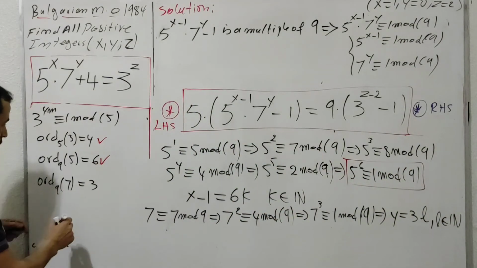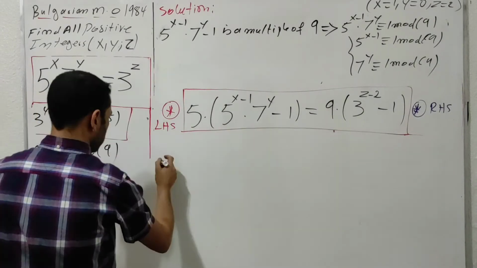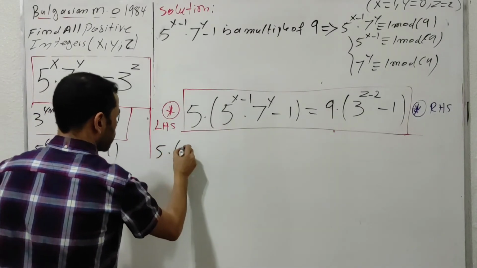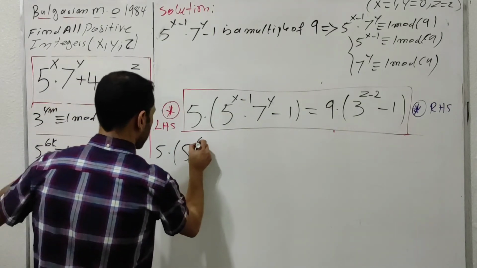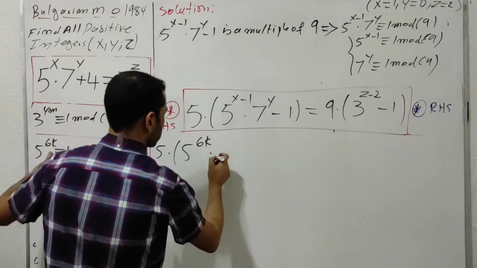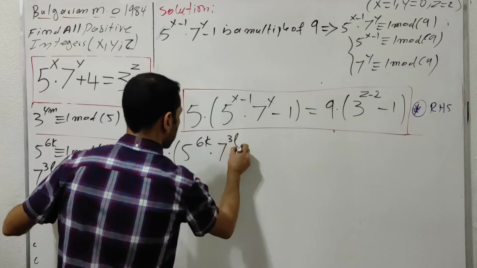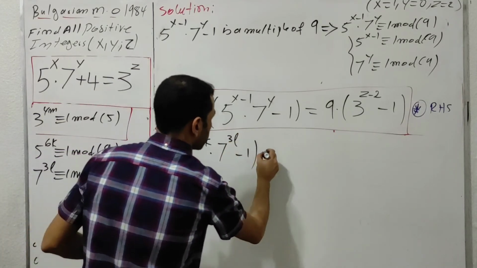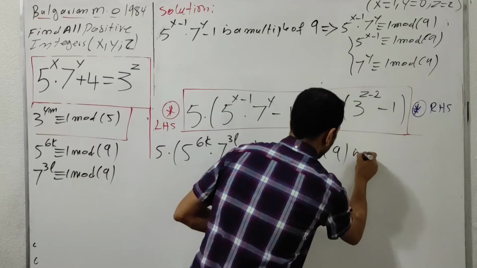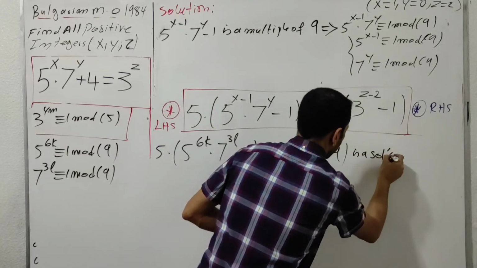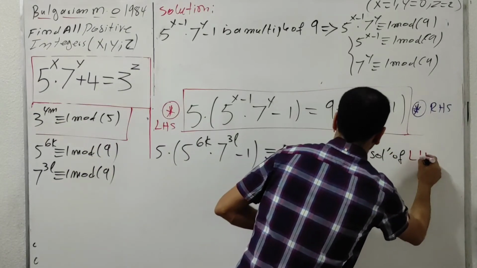Now this one is verified. This one is also verified. I'm going to put this information here. I have 5 multiplied by 5. I'm going to replace x minus 1 with its value. I found 6k and I found 7y equal to 3l. So 5 to the 6k times 7 to the 3l minus 1 is congruent to 0 mod 9. This is a solution of the left hand side of this equation.